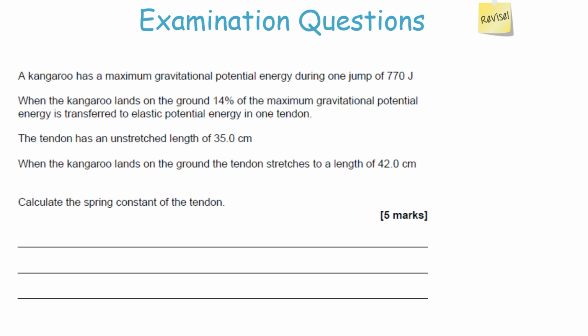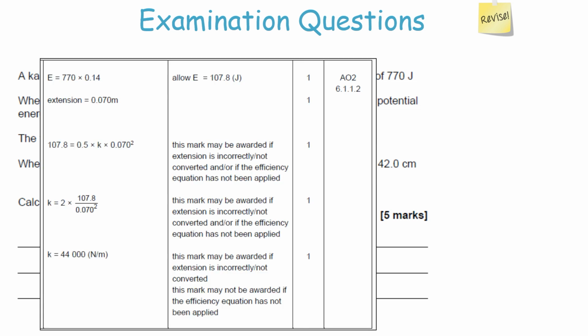We then also know what's our energy. Now it says 770 joules in the question, but it says that only 14% of this is actually transferred in the situation. So you've got to actually work out 14% of 770. So you do 770 times by 0.14. So that's 107.8.